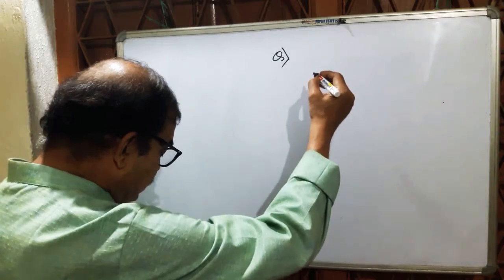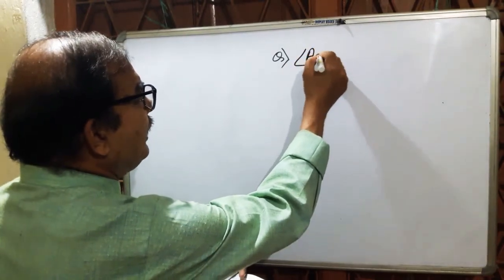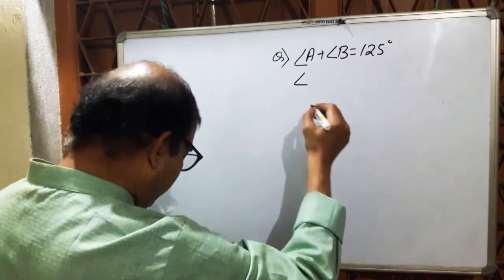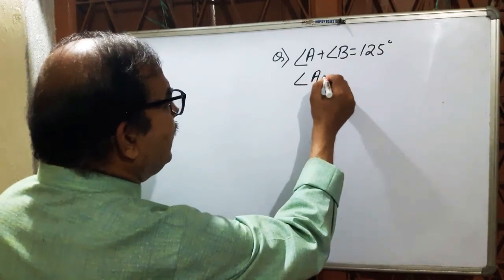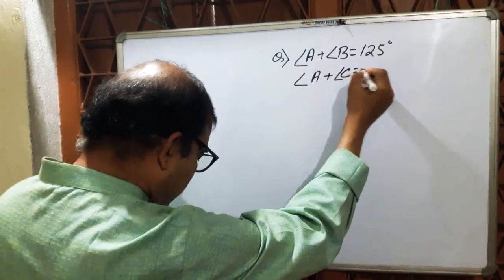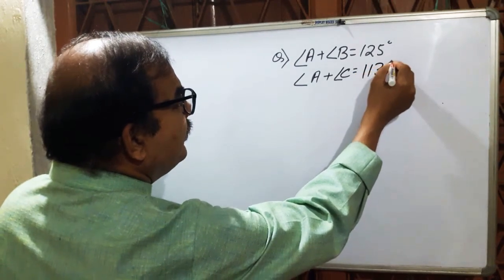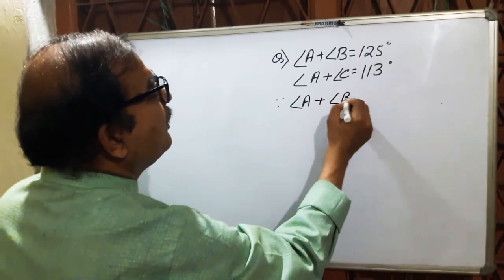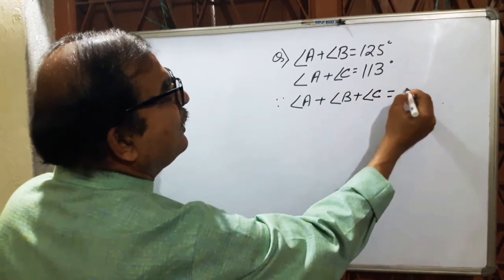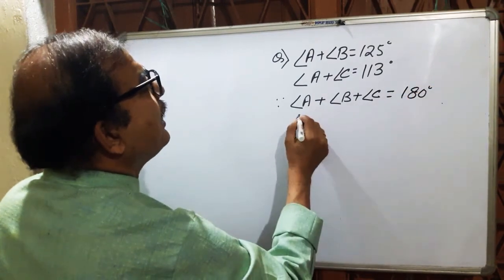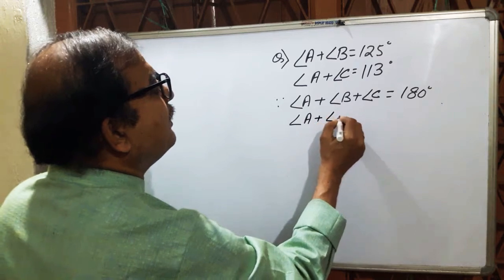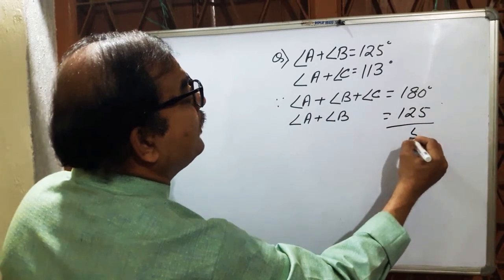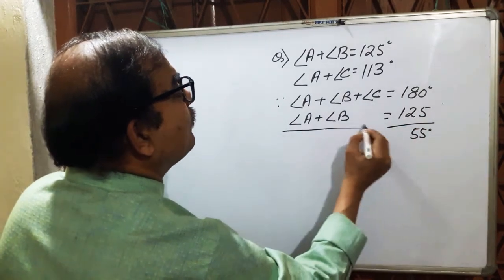Given question: angle A plus angle B equal to 125 degree, angle A plus angle C equal to 113 degree. Therefore, when angle A plus angle B plus angle C of a triangle equal to 180 degree, sum of interior angle equal to 180 degree, angle A plus angle B, it is given 125 degree, automatically this is 55 degree. That means angle C equal to 55 degree.